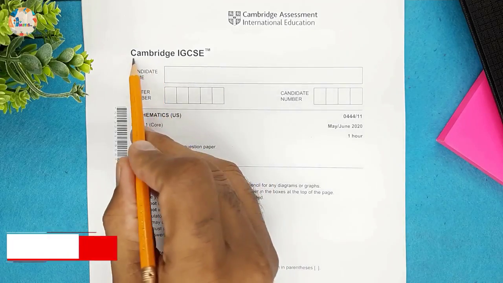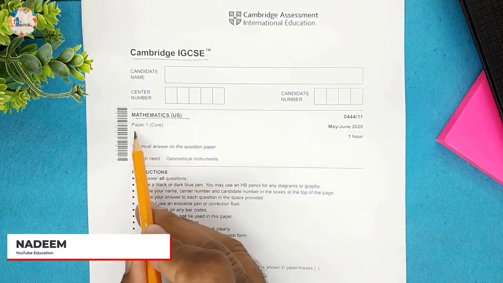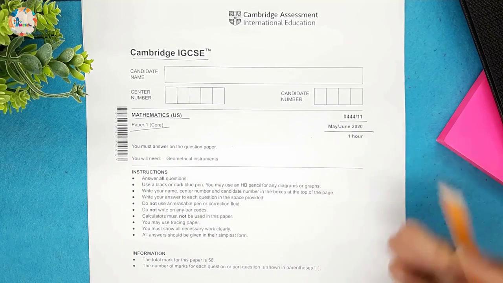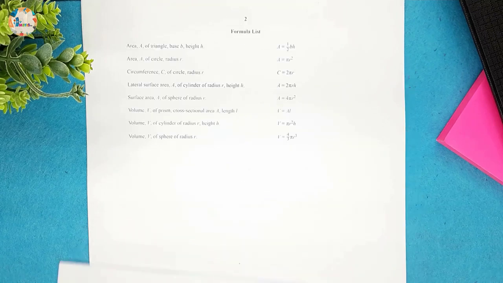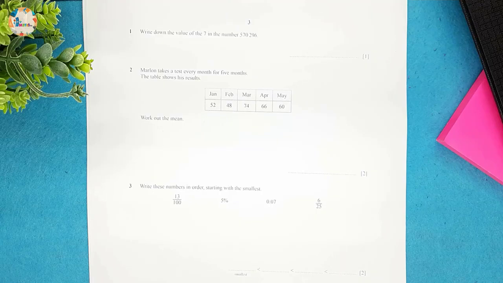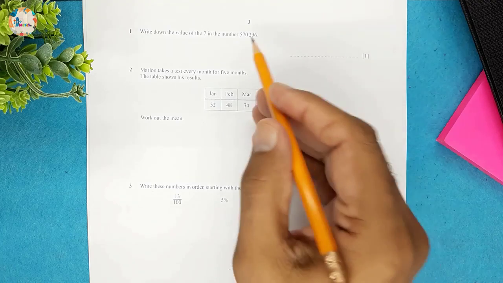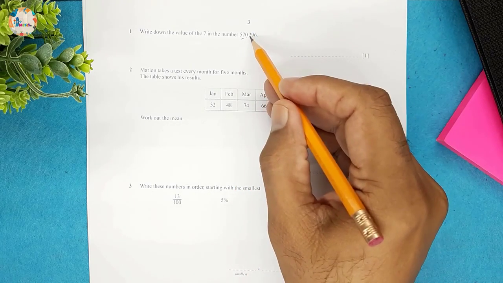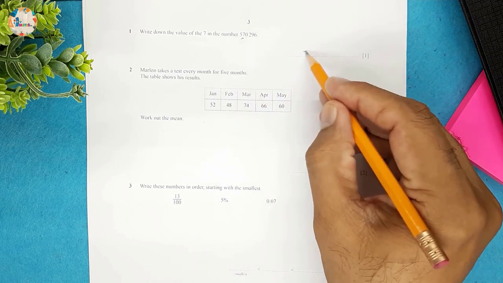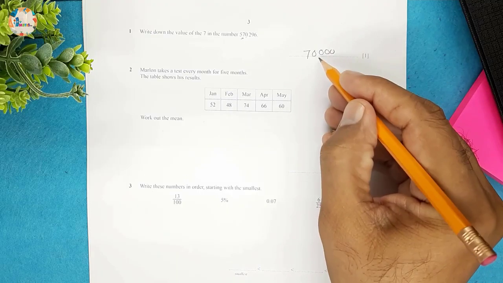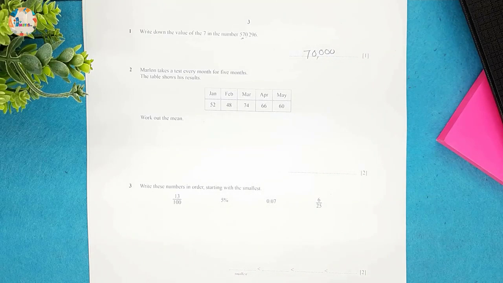Today we'll be going through Cambridge IGCSE Mathematics US Paper 1 Core 0444/11 May June 2020. This is the formula sheet. Now question number 1, write down the value of the 7 in the number. This is place value. Basically this will be 7 and 1, 2, 3, 4 zeros. So it will be 70,000 basically.